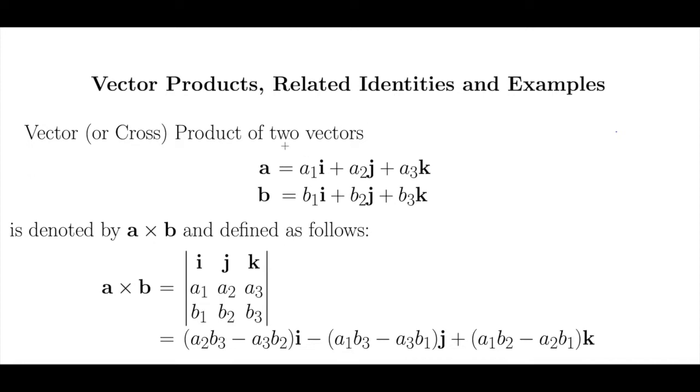Hello, so in this video we will talk about vector products, their related identities and related examples. So the definition, we start as usual with the definition. If we have a vector given by the components a1, a2 and a3 in the x, y and z directions, i, j and k are unit vectors.